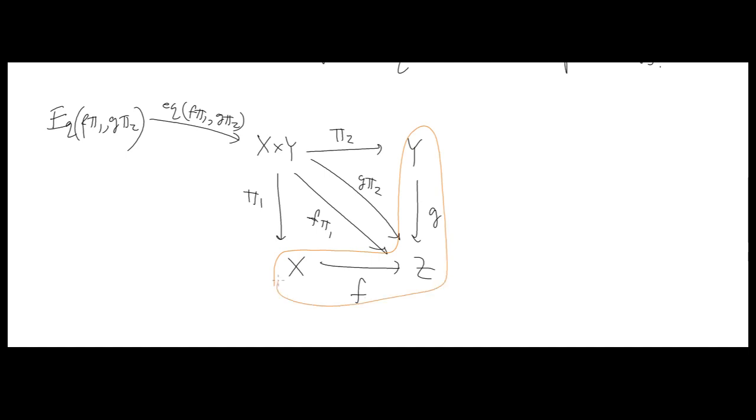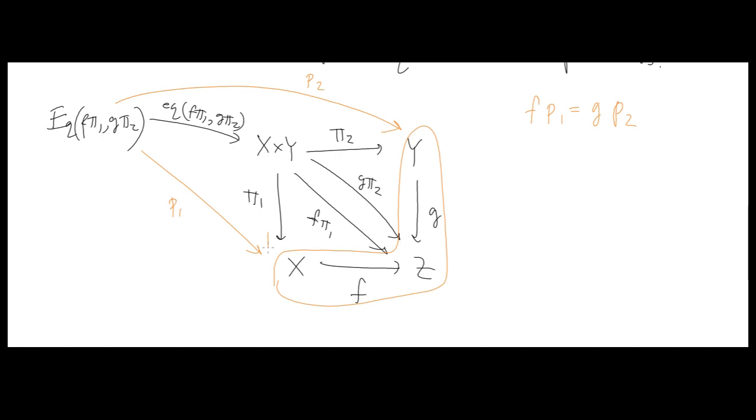So there are now two canonical maps from here to x and to y. The first one is obtained by composing the equalizer with pi 1, and the second one by composing the equalizer with pi 2. These two maps, let's call them P1 and P2, satisfy the fact that f P1 equals g P2. Why is that? Well, P1 decomposes into the equalizer with pi 1 and f, and then it reduces to the fact that this equalizer equalizes f pi 1 and g pi 2.